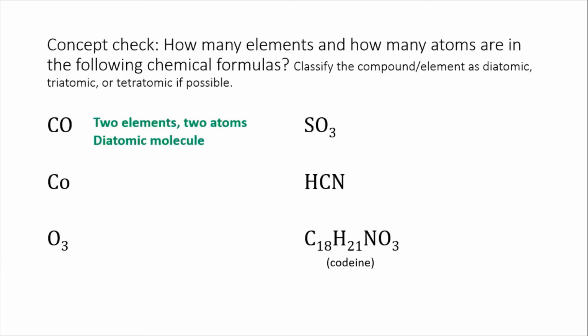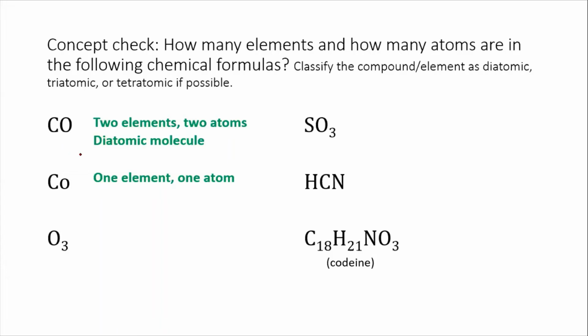So CO, carbon monoxide, has 2 elements, carbon and oxygen. It has 2 atoms within the molecule, so that's a diatomic molecule, and we classify it by the number of atoms. The next one, C with a lowercase o next to it. C with a lowercase o next to it is cobalt. So that's 1 element and 1 atom.